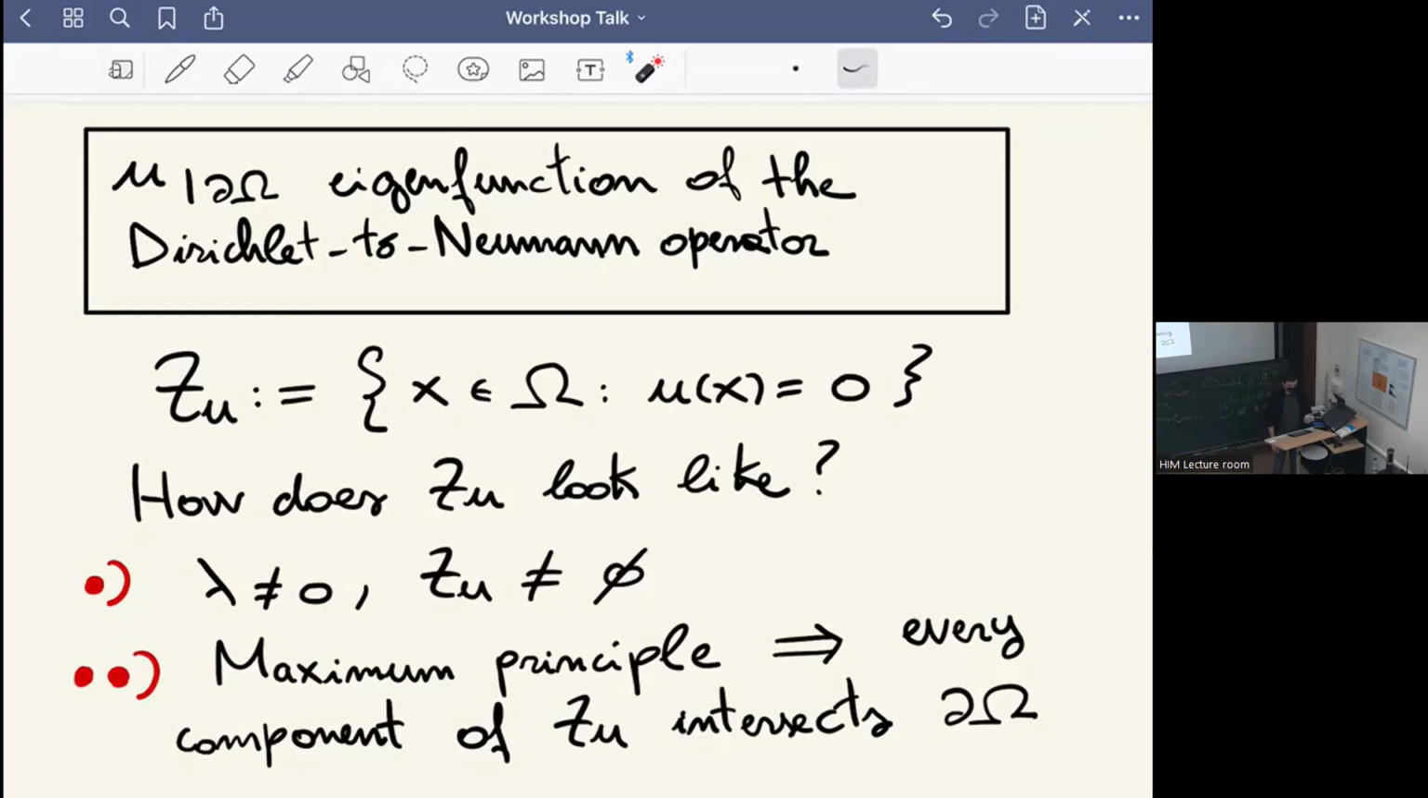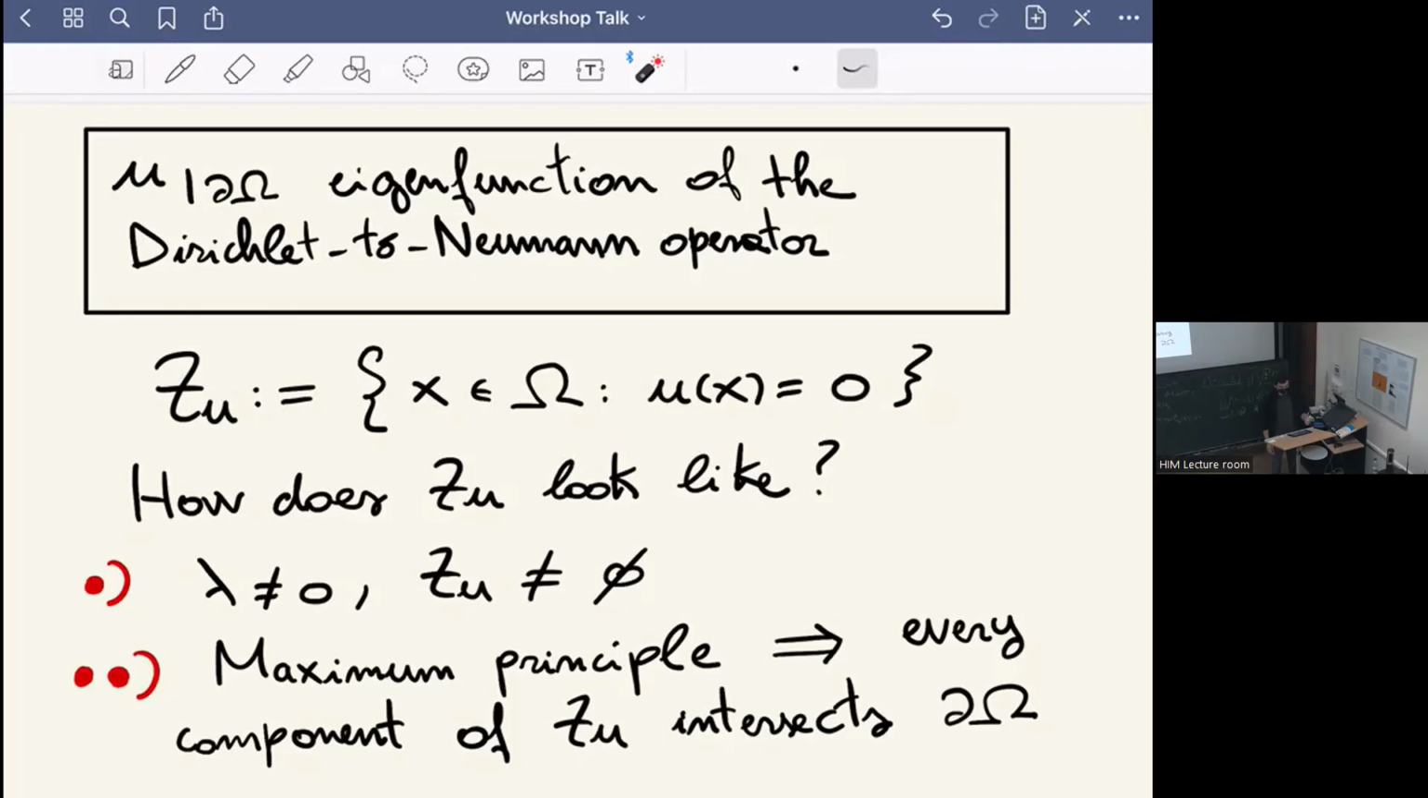In particular, I'm interested in this talk in the zero set, which is just the set of zeros, as you may have guessed. And I'm interested in the interior zero set, so the points in omega such that u is 0. People in this area also study the zero set on the boundary, so the zero set of the actual eigenfunction of the Dirichlet-Neumann operator. Here I'll be studying interior zeros.